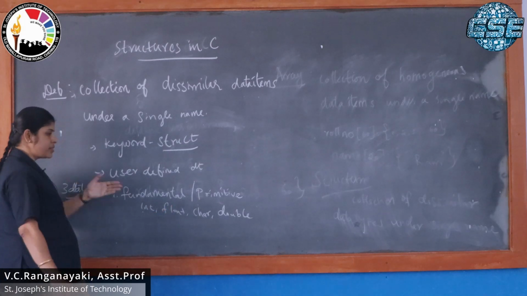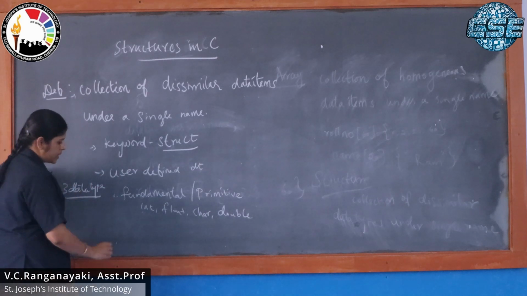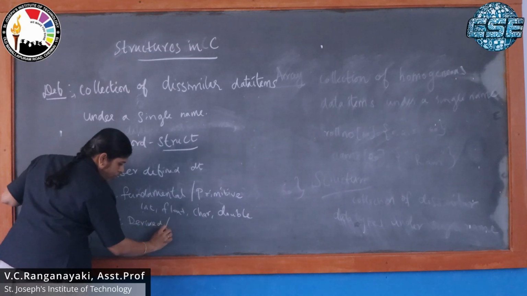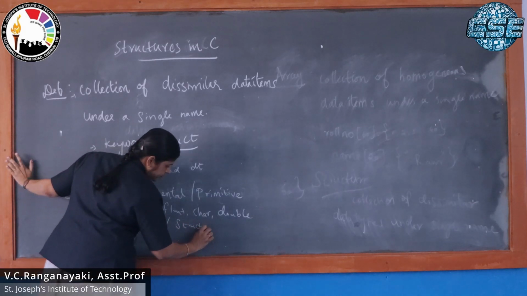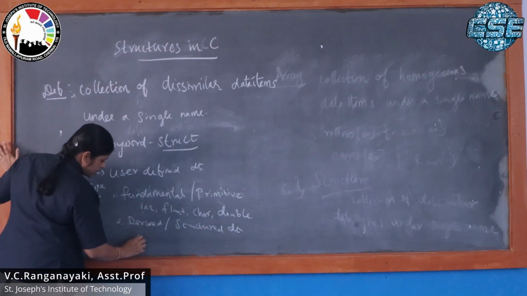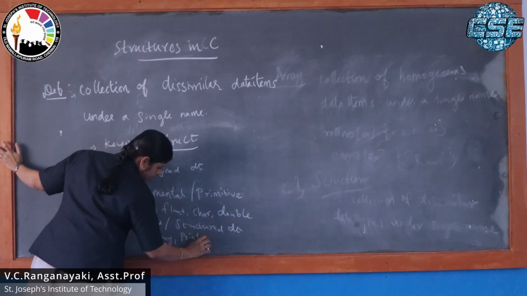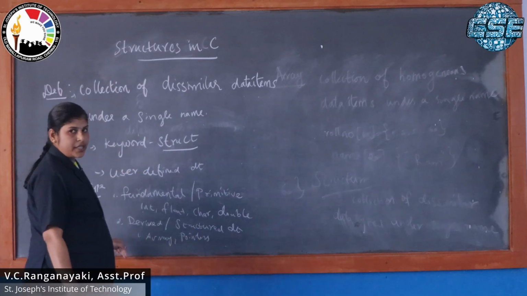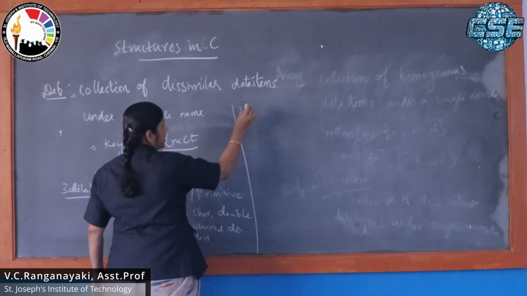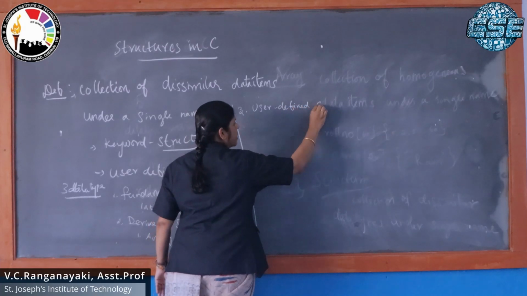With the help of these fundamental and primitive data types, we derive some data types like derived or structured data types. What does that mean? Arrays, pointers. After this, one more type is the user defined data type.